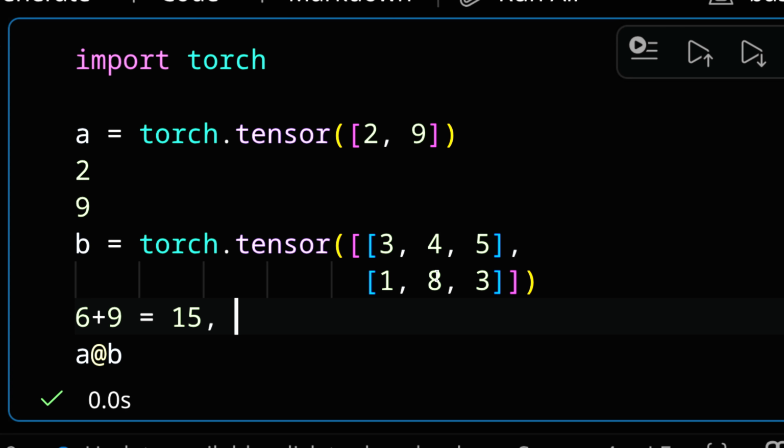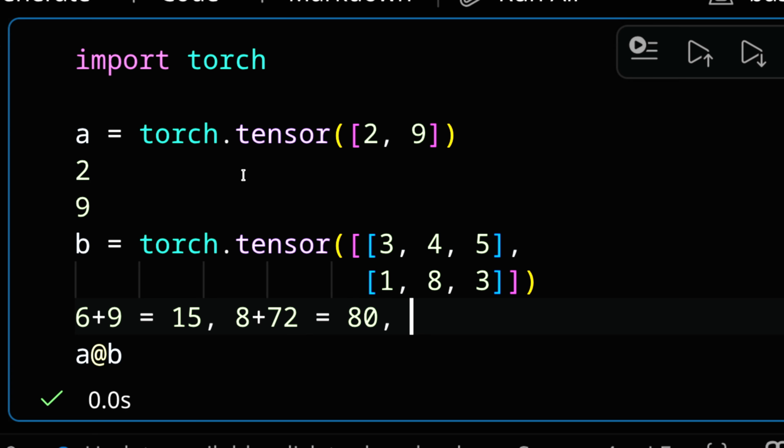Okay, so next, you take the same column, the 2 and 9, and overlay it on the second column here. So 2 times 4 is 8. 9 times 8 is 72. So 8 plus 72 equals 80. So now you have 80.